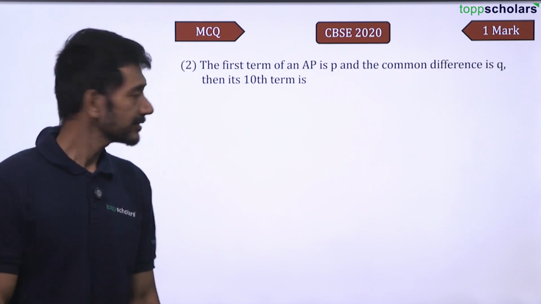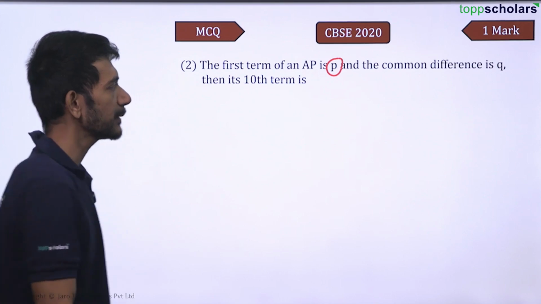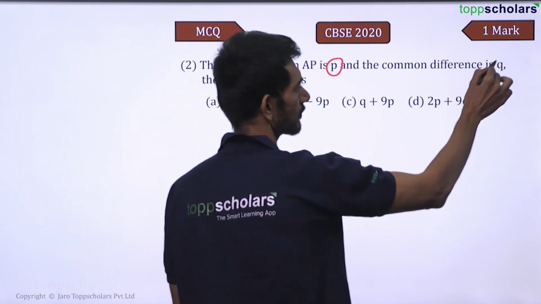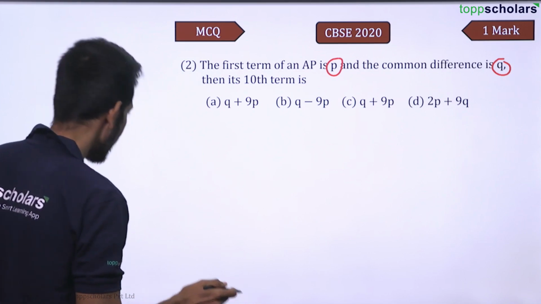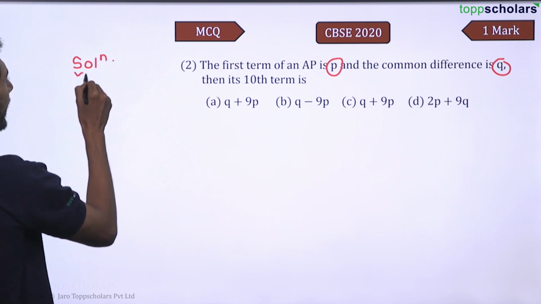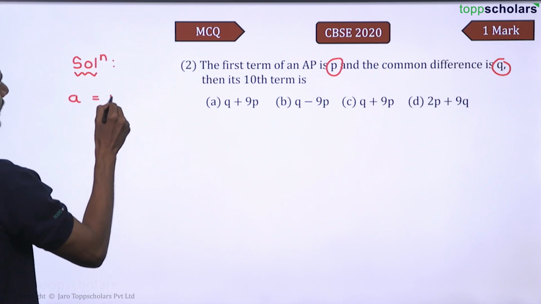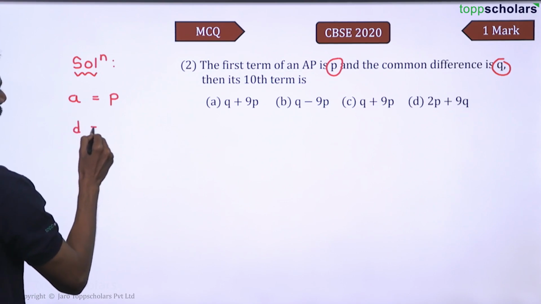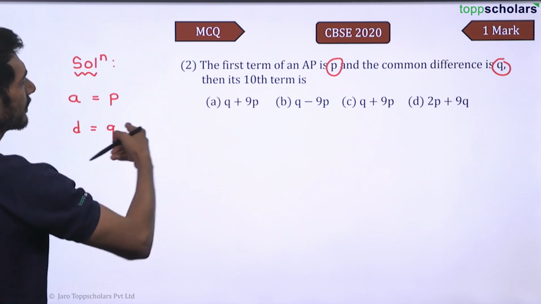The question says, the first term of an AP is P and the common difference is Q, then what is the 10th term? Interesting. Instead of numbers, they have given some variables here. So tell me one thing, if I talk about the first term, can I say the first term is denoted by A? So can I say A here is P? The common difference is Q. So can I say D is Q, right? First term is P, common difference is Q.